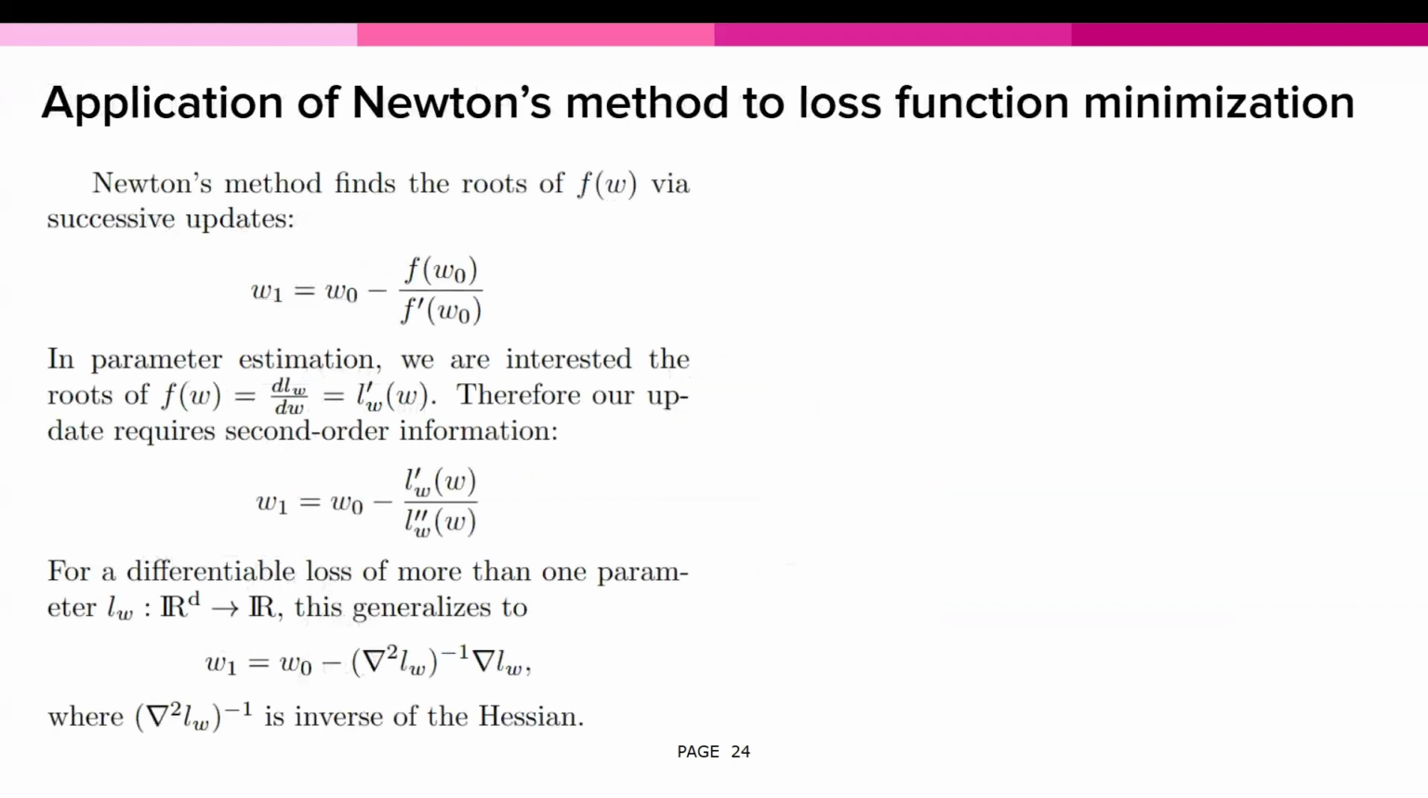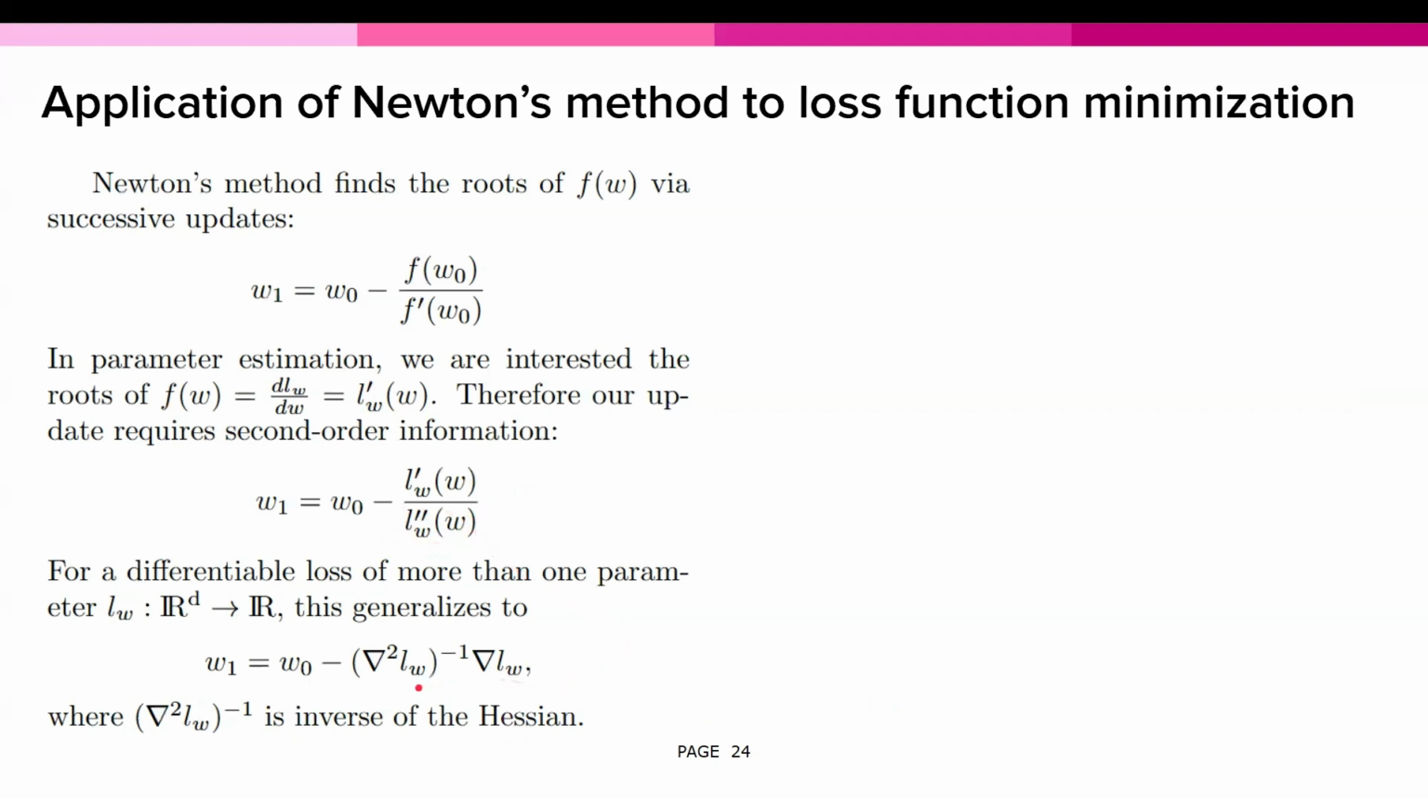Right, so I said it uses second order information, but so far we've only used the first derivative. But Newton's method finds the roots of a function, so that is where the function's 0. And so to minimize a loss function, we're interested in those points where the gradient of the loss is 0. And so we want to apply Newton's method to the gradient of the loss function. Right, and so that's going to require second order information in terms of the second partial derivative.